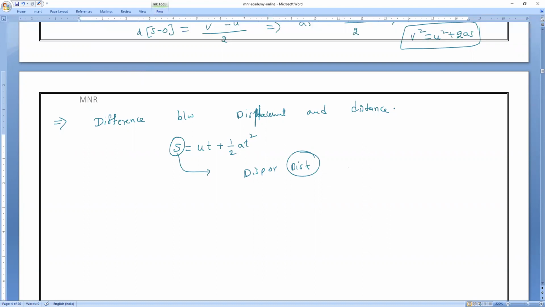Now let us see how to find which is distance and which is displacement. Shall we start now, everybody? For example, let me consider a bird flying. Let me take a small bird, I'm not good at drawing. So a bird is flying in the sky.